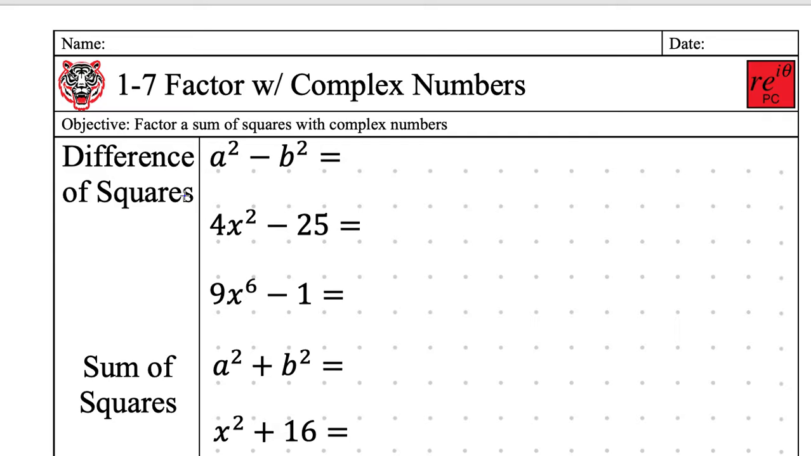All right, so I will factor 4x squared minus 25 for us. And you will see that it is correct. The answer to this one is 2x plus 5 and there it is, 2x minus 5.